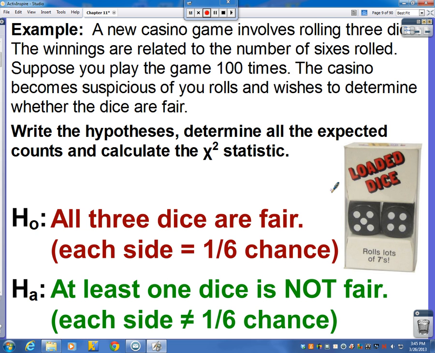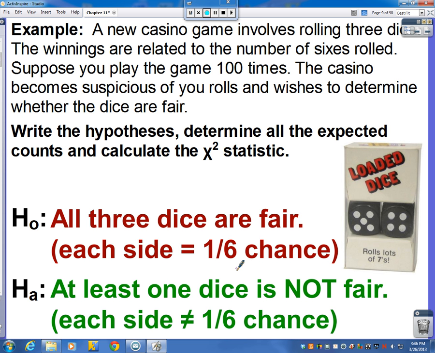So first off, our hypotheses. The null is that all 3 of our dice are really fair, that each side truly has a 1 in 6 chance, if we're talking about a 6-sided die. Our alternate hypothesis is that at least one of the dice is not fair, that there is some side that does not have a 1/6 chance. Now again, do we know if it's going to be for 1 die, for 2 dice, or for all 3 dice?